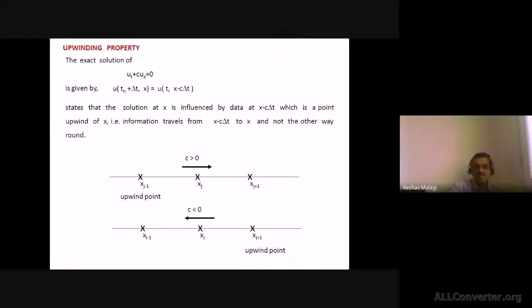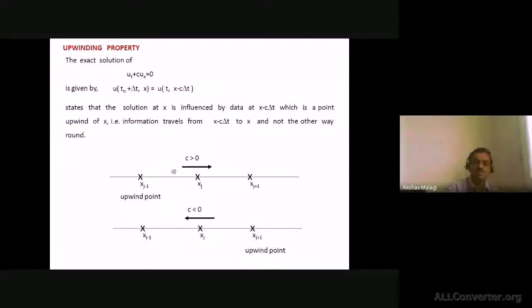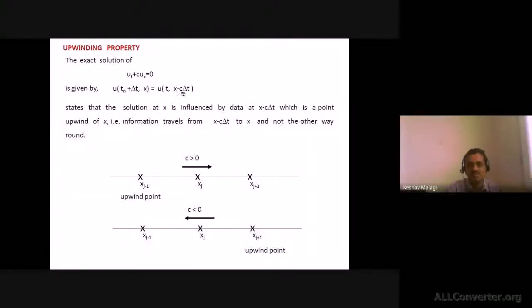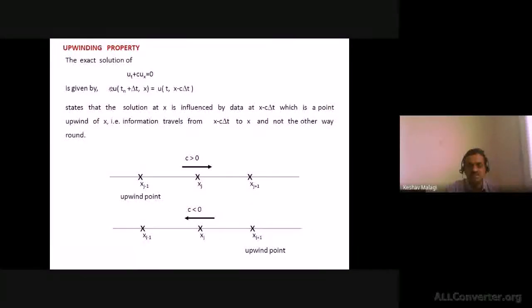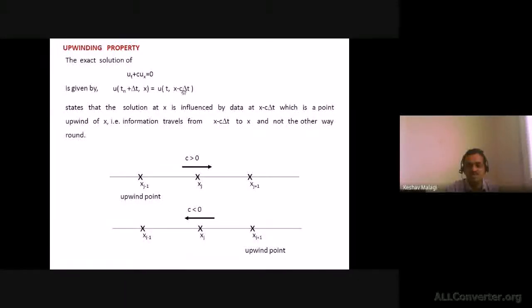Okay. So you take a typical wave equation u_t plus c u_x equal to 0. Some quantity u is transported with speed c. You can derive, if c is a constant number, that the solution at the n plus 1th level will depend on the nth level at x minus c delta t. That is, if the solution at the next time level is required, it will depend on the previous time level at a point which is x minus c delta t.